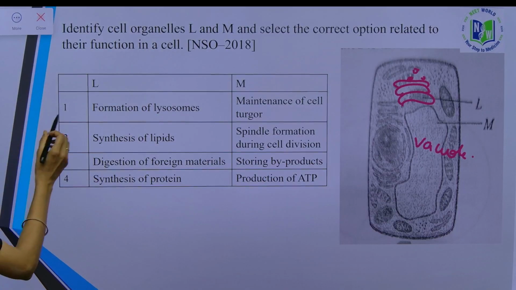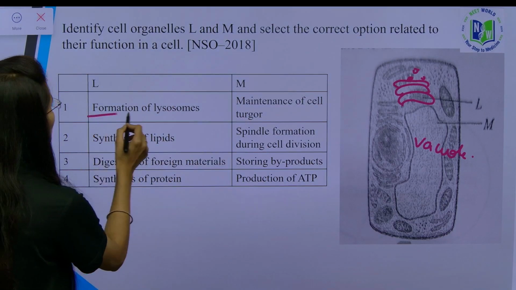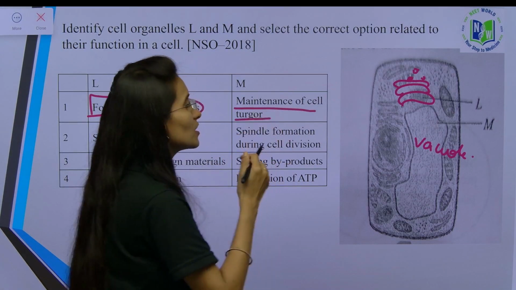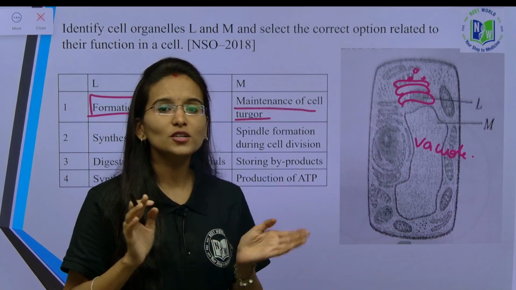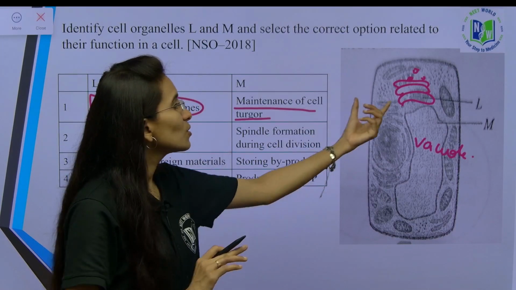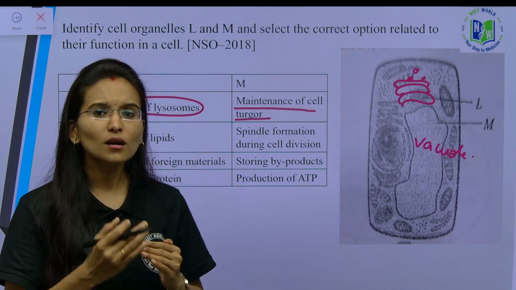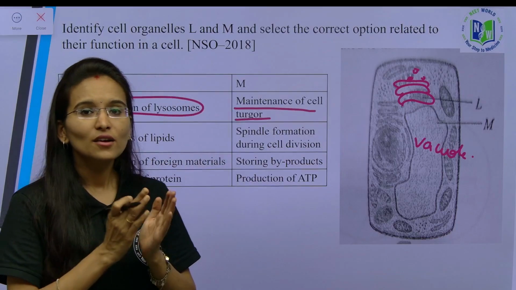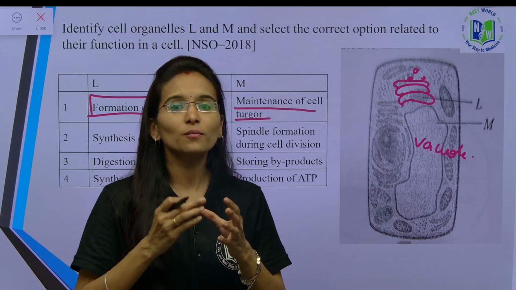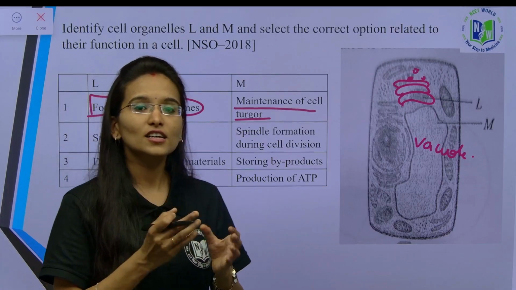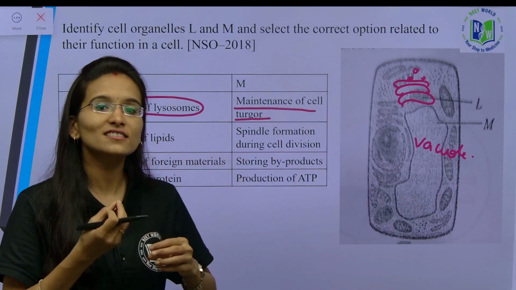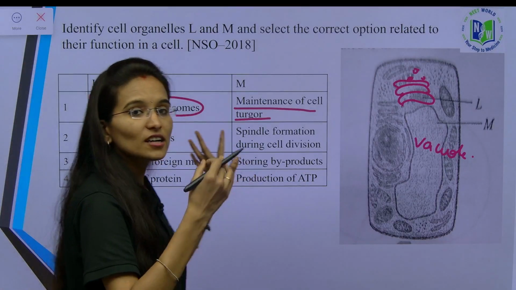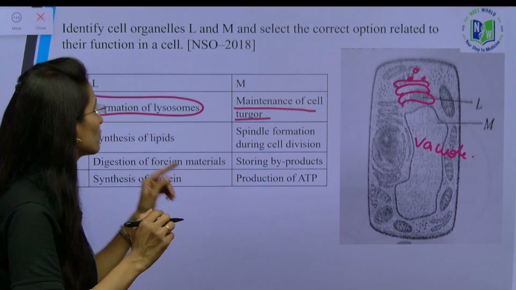First option, labeling part L, formation of lysosomes, okay. And next M is maintenance of cell turgidity. This is absolutely the right option, students, okay. Because in the Golgi bodies, after modification, synthesizing and secretion of the proteins, they are packed inside vesicles, and then the vesicles fuse with the lysosomes to form active lysosomes to digest other cellular waste materials, okay. So here the Golgi bodies are involved in the process of making lysosomes, okay.